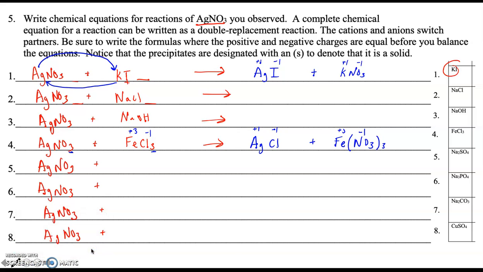Let's go with that one. Okay, so the next step is you are going to go through and check whether each one of these compounds is soluble in water or not. So we're going to look at Ag and I, silver iodide.